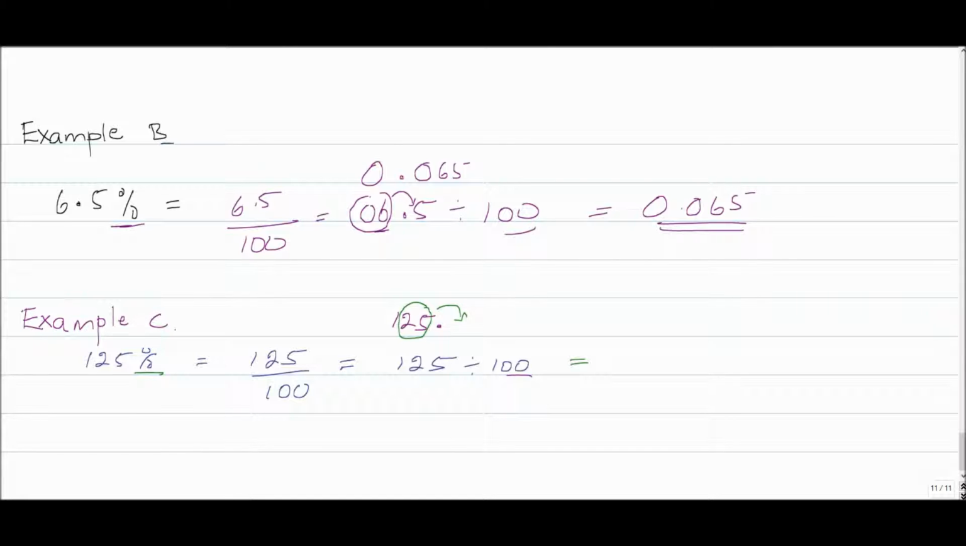Example C, we have 125%, and step 1, we will remove the percent sign. The 125 is now placed over 100, which is the same as saying 125 divided by 100. We have 2 places here, so we are going to move 2 places or 2 digits over or to the right of the decimal point. So when we remove the 2 and 5 and we put them over here, we would have what? We'll have our decimal point remaining. We will have 2 and 5 over that side, and what would be left here? The 1. So our answer for example C will be 1.25.